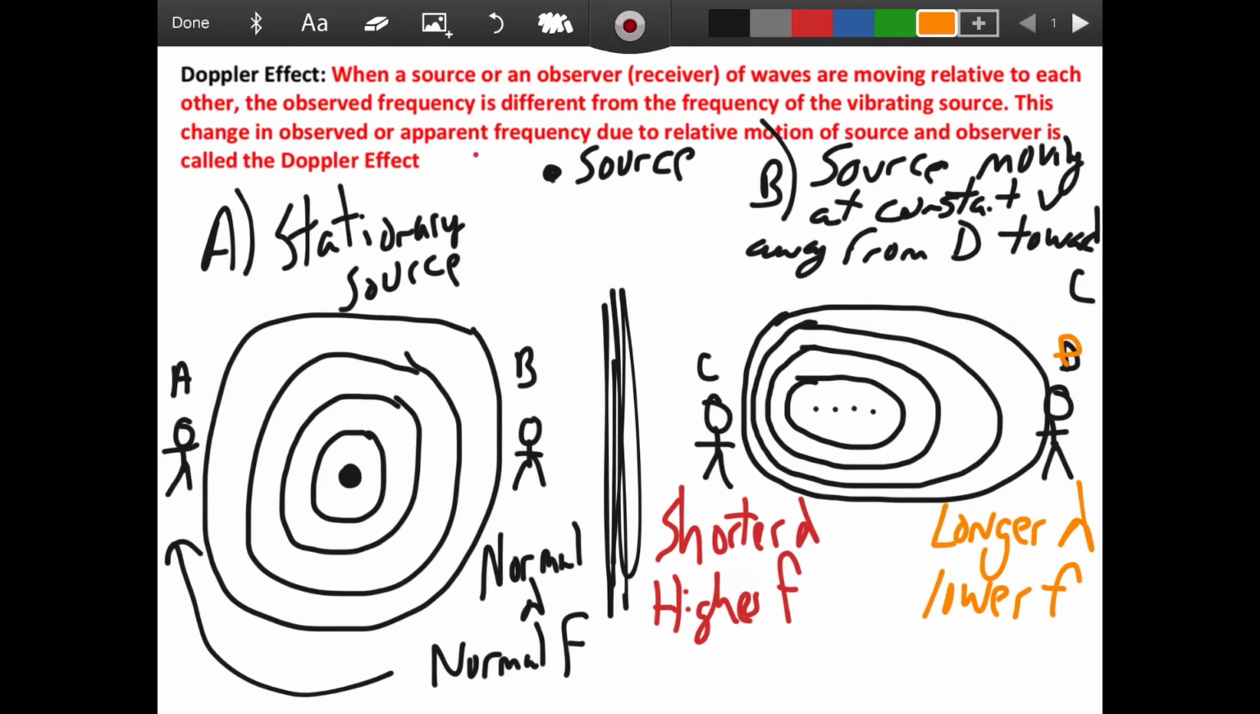And one example you may see of this, if you were standing on the side of the road and a police car is driving towards you at a constant velocity, as that siren is approaching you, you are going to hear a higher frequency. And then as soon as it passes you and moves away from you, you are now going to hear the pitch of the siren change, and it's going to be a lower frequency. So for sound waves, frequency is directly related to pitch.